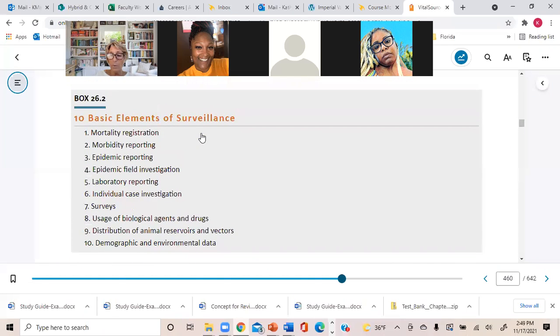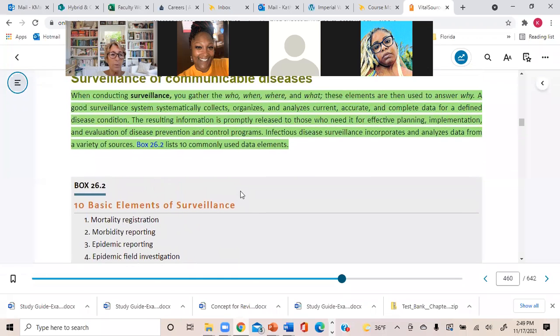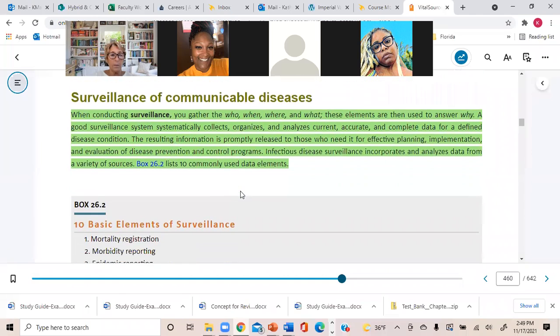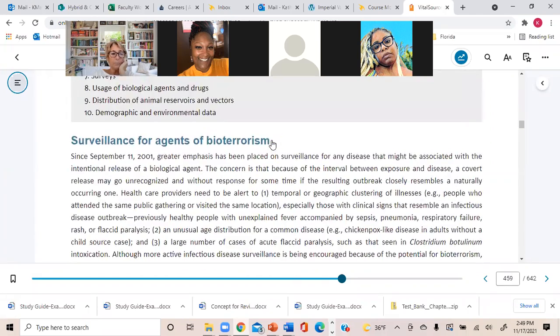And here's a good box. 26.2 is excellent. Ten basic elements of surveillance: morbidity, mortality, epidemic reporting, investigation, lab reporting, surveys. Box 26.2 is a summary of what we just talked about right here.